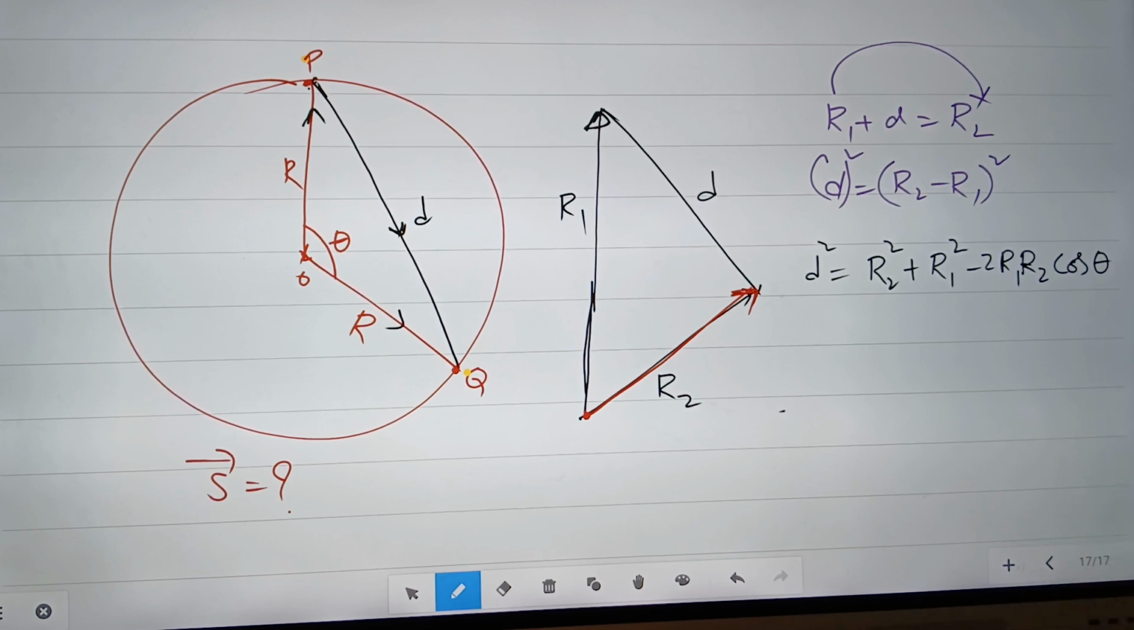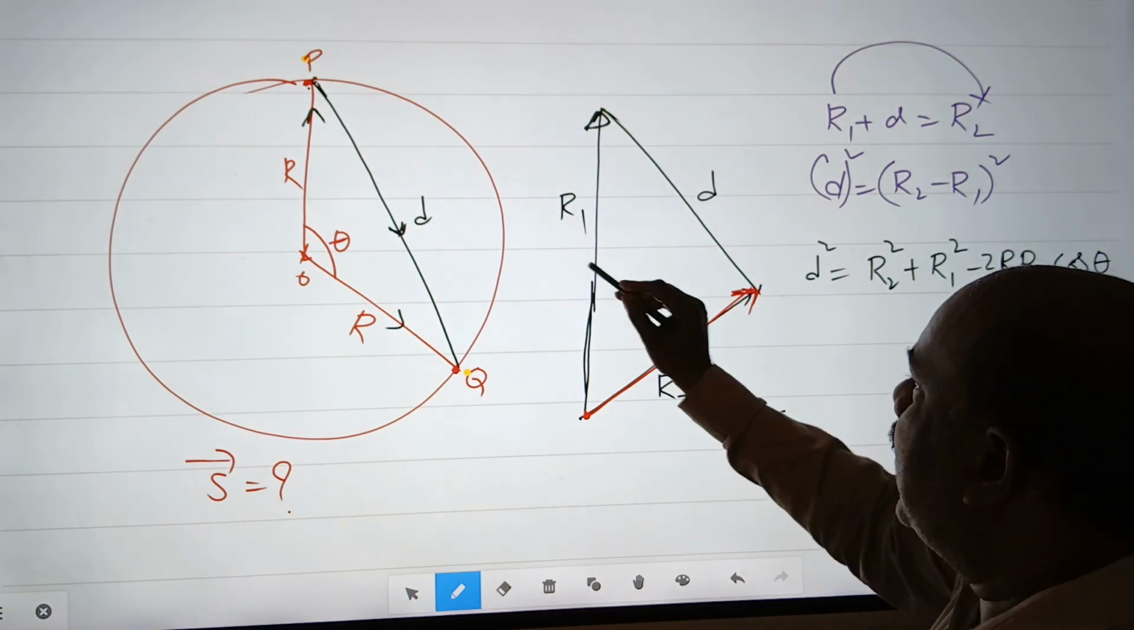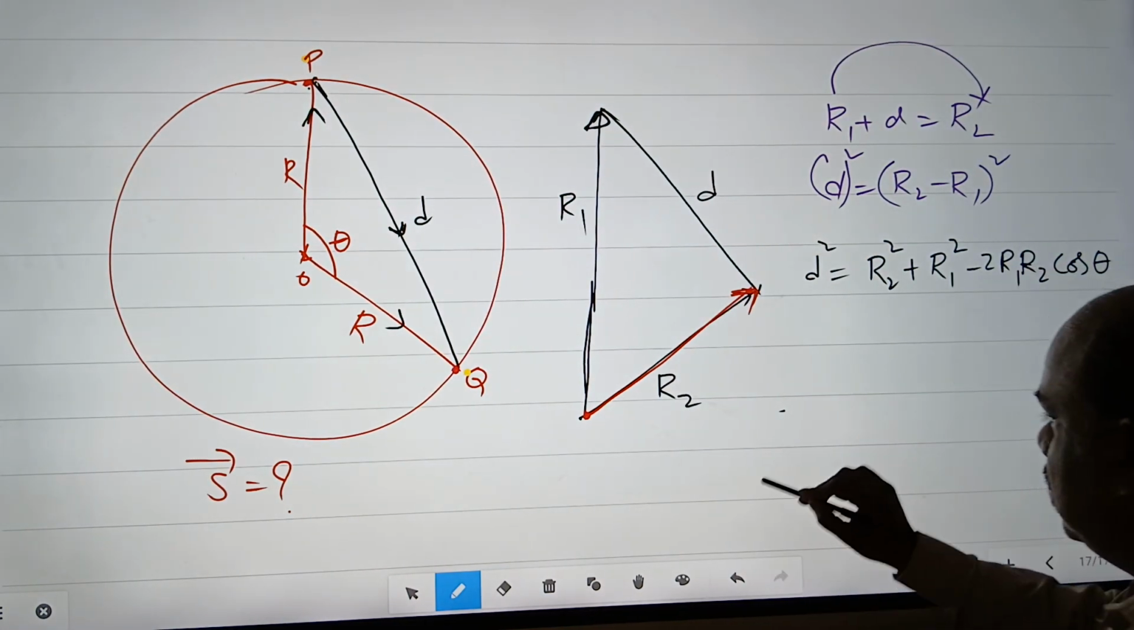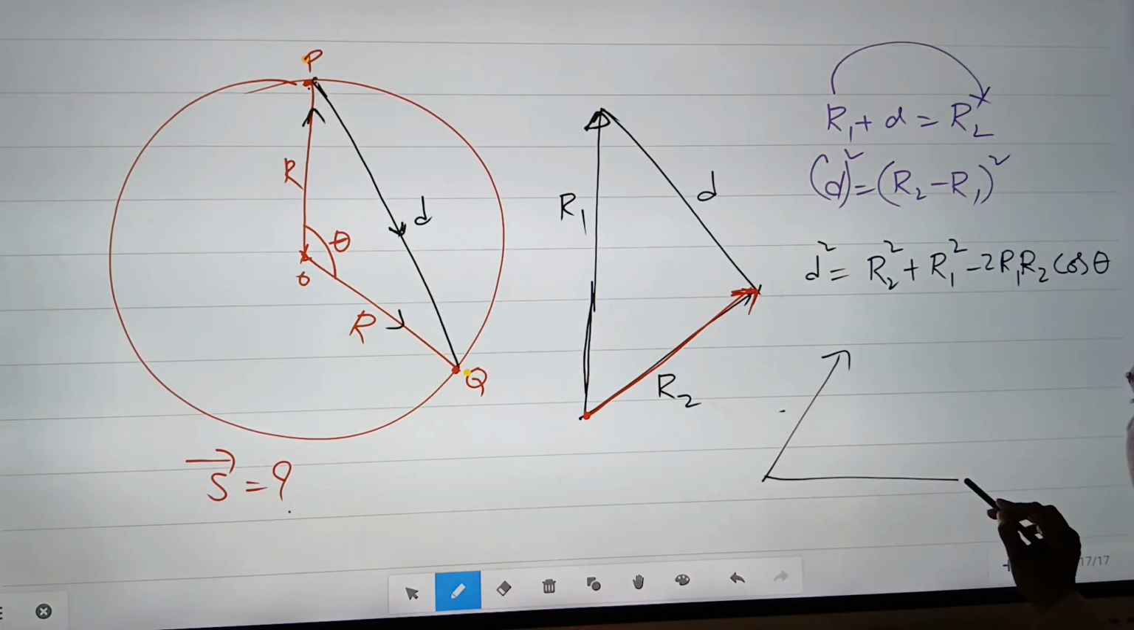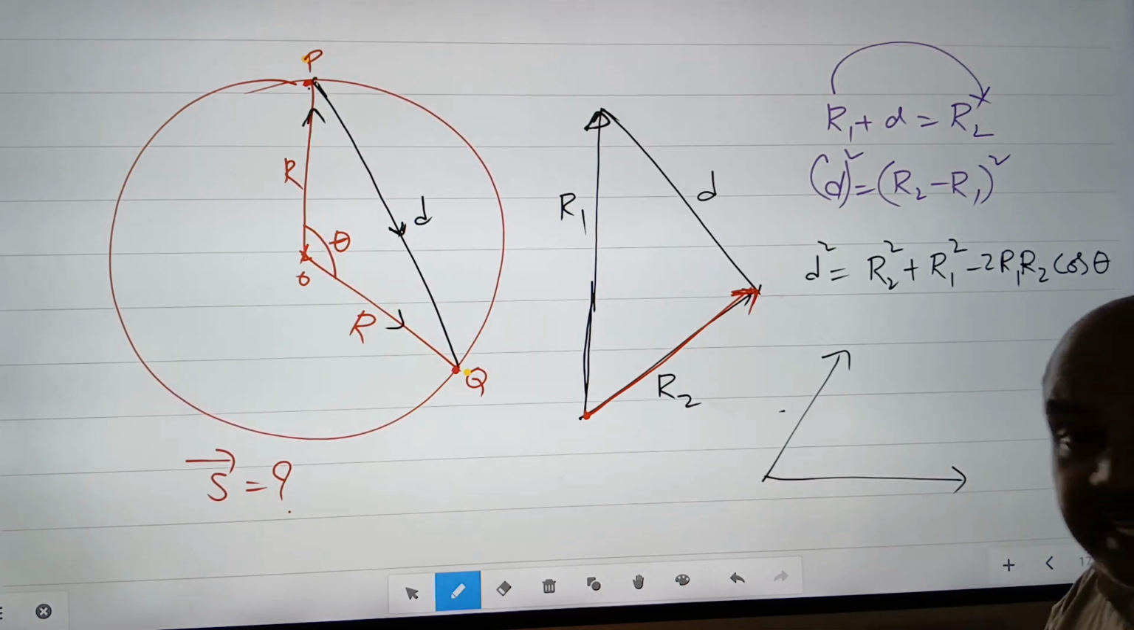Why cos theta, sir? It is not A minus B whole square now. In vectors, you need to draw the vector parallelogram. If you want to add two vectors, again you need to draw. This is the first vector, this is the second vector. If you want to add these two, they cannot be added, because we want the head to tail method.